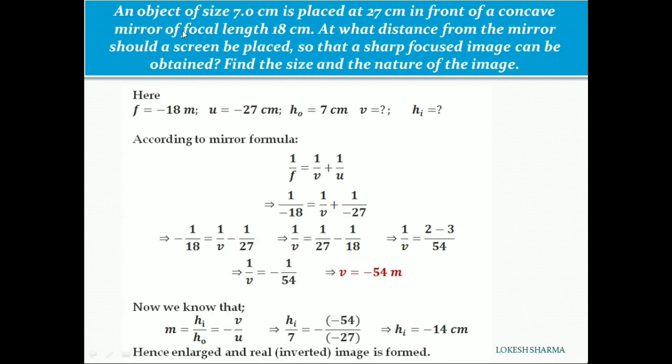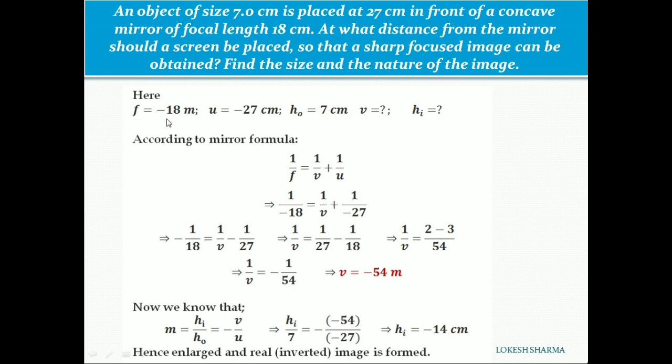Now next numerical is, an object of size 7 cm is placed at 20 cm in front of a concave mirror of focal length 18 cm. At what distance from the mirror should a screen be placed? Show that a sharp focus image can be obtained. Find the size and nature of the image.